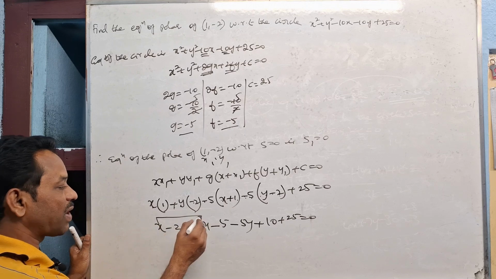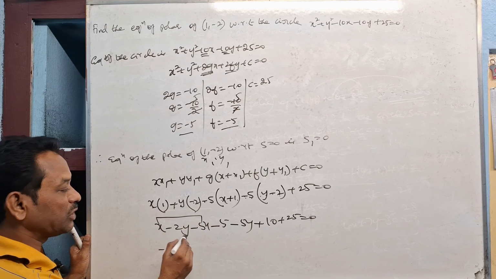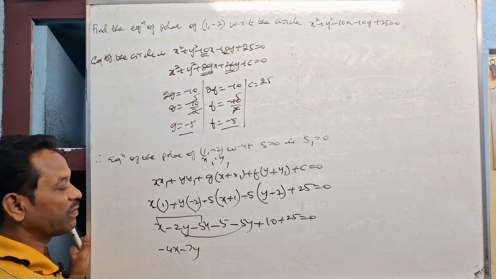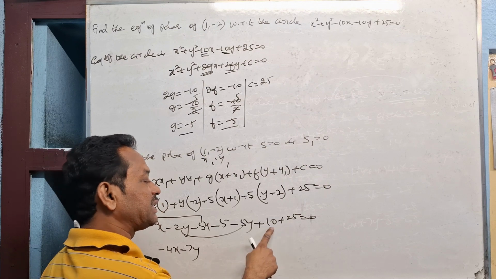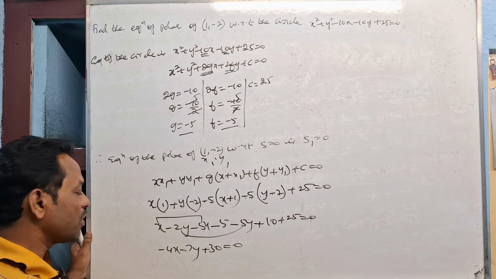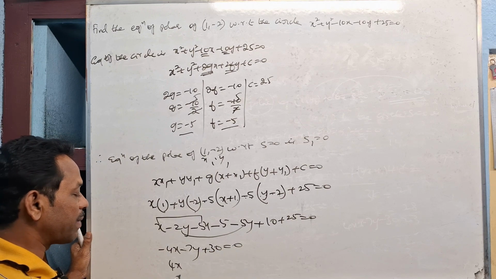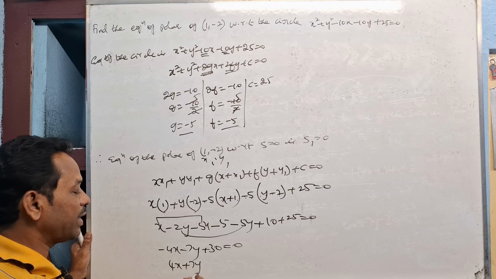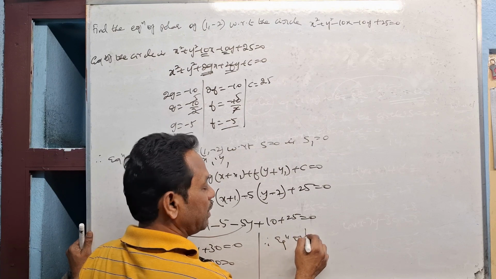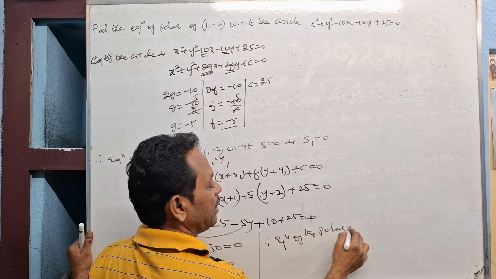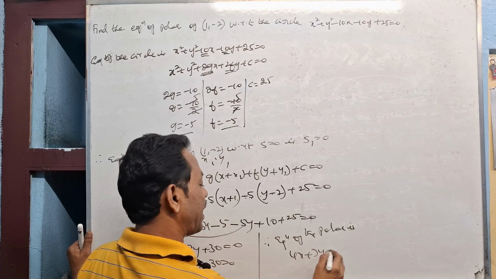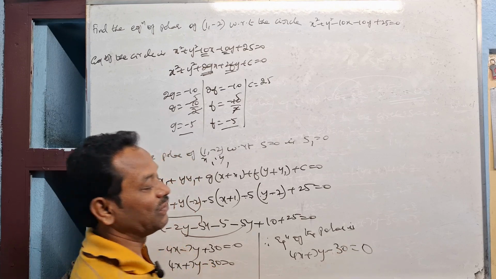The first x minus 5x is minus 4x, minus 2y minus 5y is minus 7y. Now, next 25 plus 10 is 35, 35 minus 5 is plus 30 equal to 0. So let us take minus common. So we'll get minus 4x plus 7y minus 30 equal to 0. So therefore, equation of the polar is 4x plus 7y minus 30 equal to 0.